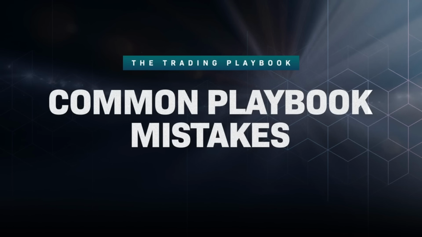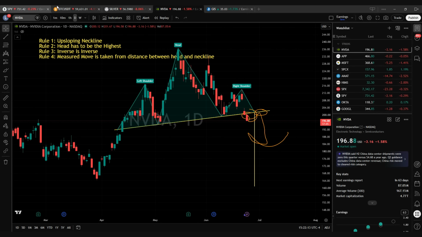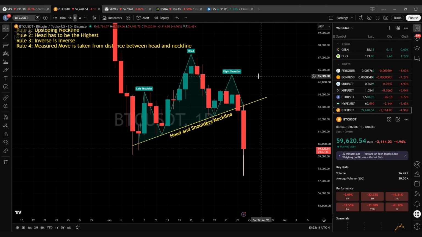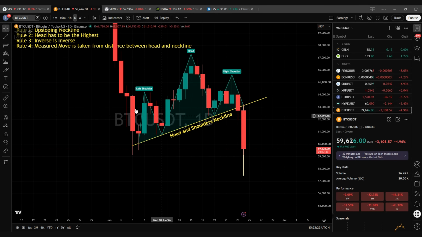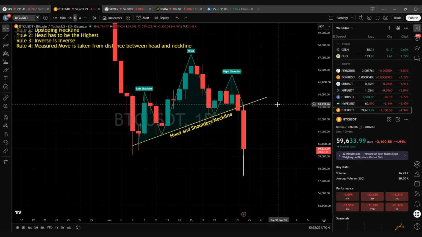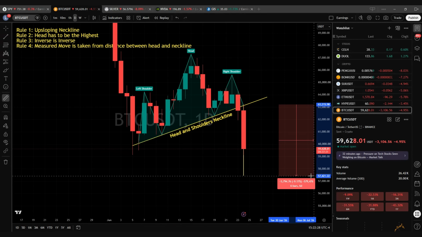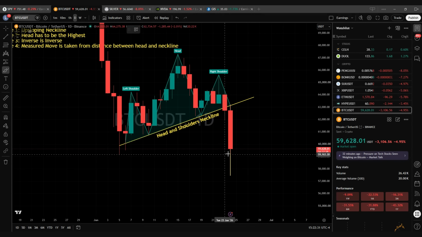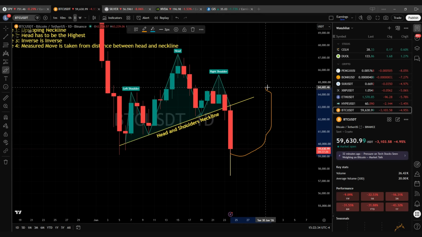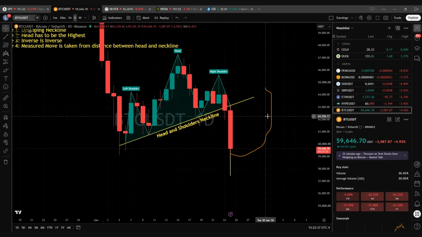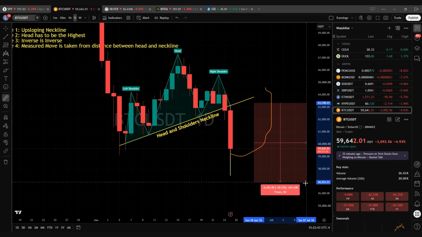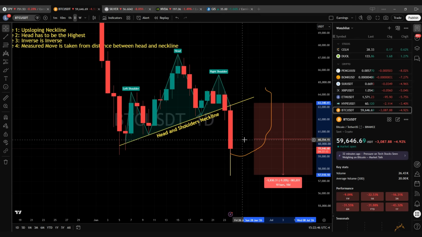Now I'm going to go over a quick common playbook mistake, and then we'll look to close it there. Common playbook mistake is, let's say that Bitcoin, after breaking this and coming down 6.5% when the measured move was down 9%, decided, hey, we're going to go all the way back up here, right? Is it going to still be valid? Well, the answer is no, right? For me, if the head and shoulders pattern fulfills at least 50% of that measured move, I consider it done.